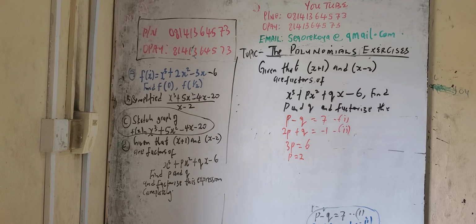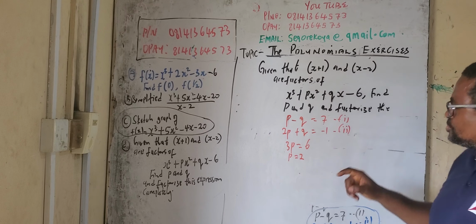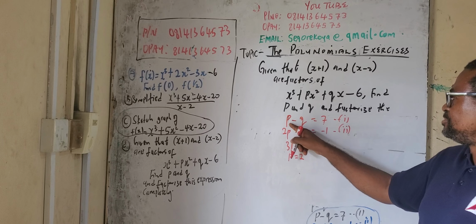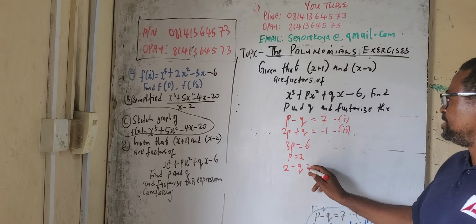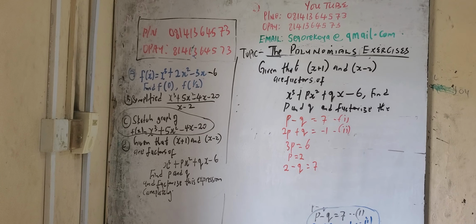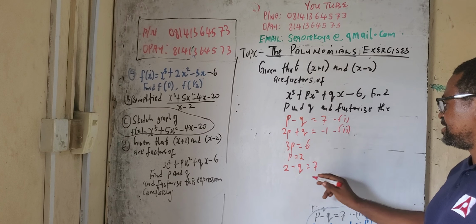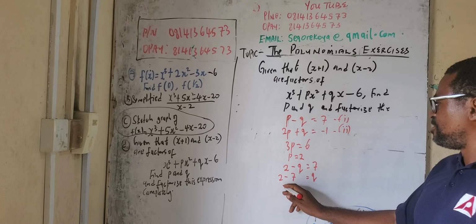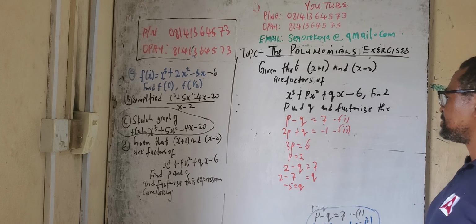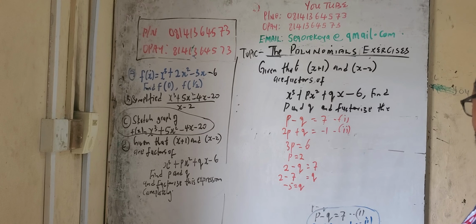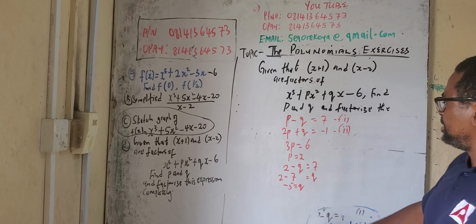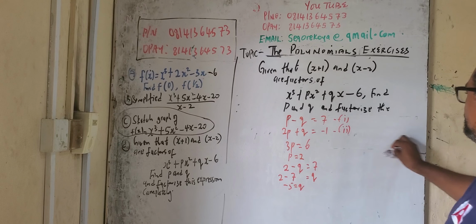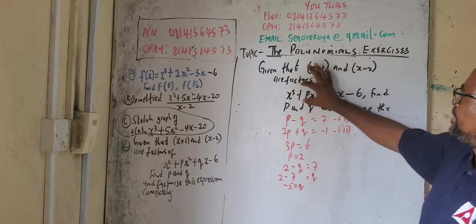Since I've gotten my p to be 2, I can substitute in equation 1 or 2 to get my q. Let me substitute in equation 1. So anywhere I see p, I put 2. So it's going to be 2 minus q is equal to 7. I want to make my q positive, so carrying it to the other side, then plus 7 to that side becomes minus 7, 2 minus 7. So this becomes minus 5 is equal to q. So I've gotten my p and q to be 2 and minus 5 respectively. So I'm going to put them back into the original equation.